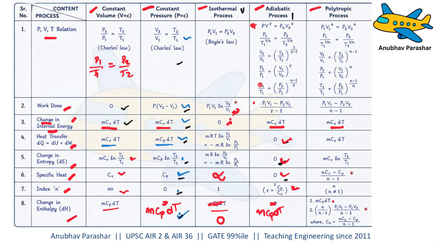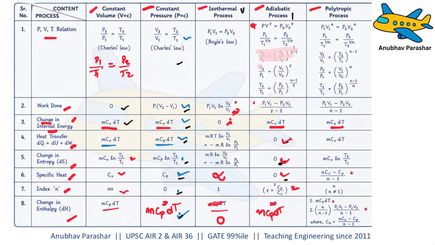T2 by T1 is equal to (P2 by P1) to the power (n minus 1) by n, here (gamma minus 1) divided by gamma. P2 by P1 is equal to V2 by V1. This is the equation we have created. And these two other equations you can definitely create without much problem.